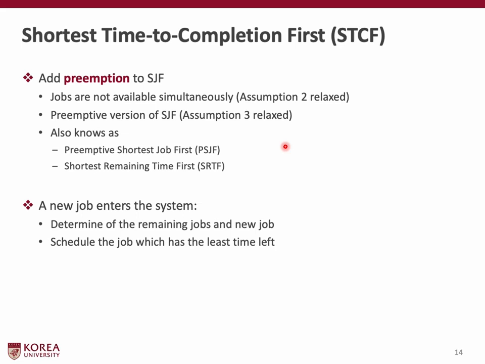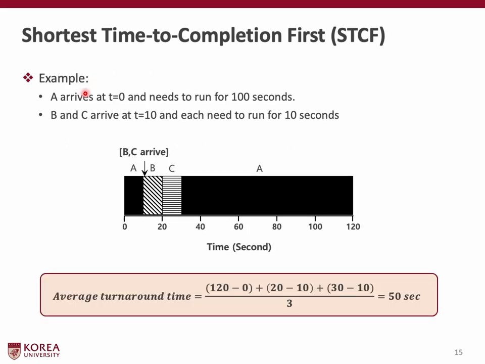In this algorithm, if a new job arrives with shorter remaining time than the currently running job, the scheduler interrupts the current job and switches to the shorter job. Okay, then let's go back to our example. Job A arrives at time 0 and needs 100 seconds. And jobs B and C arrive later at time 10 and need 10 seconds each.